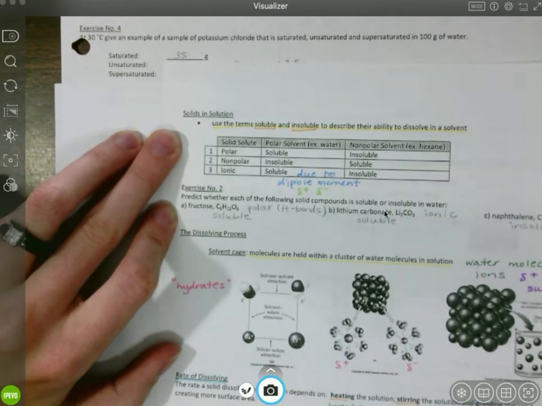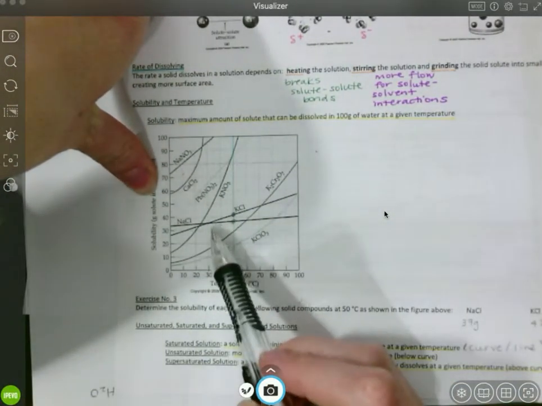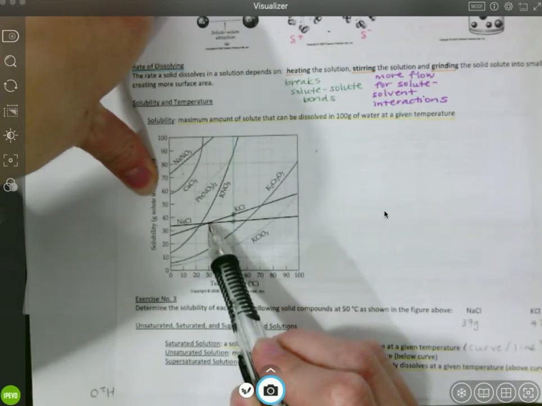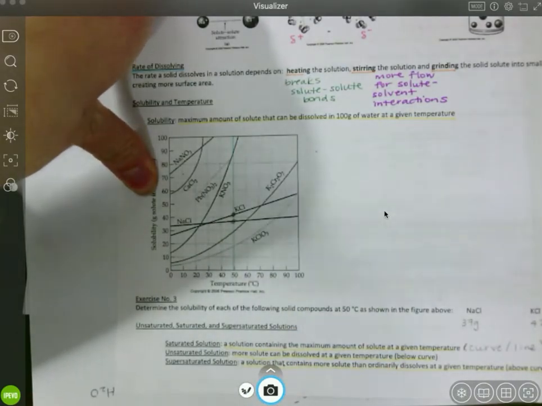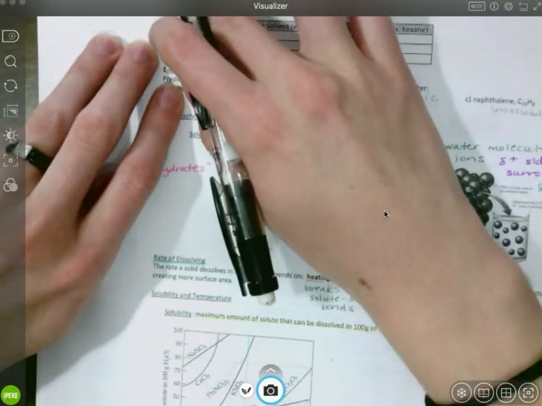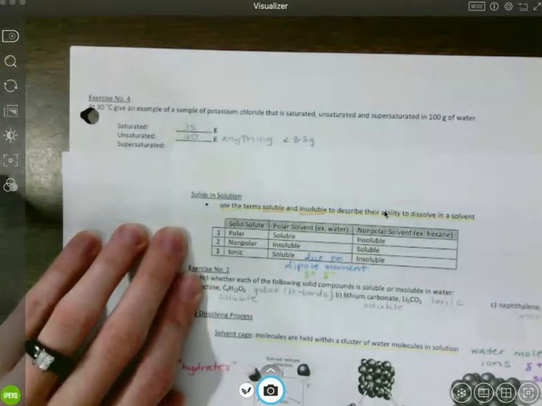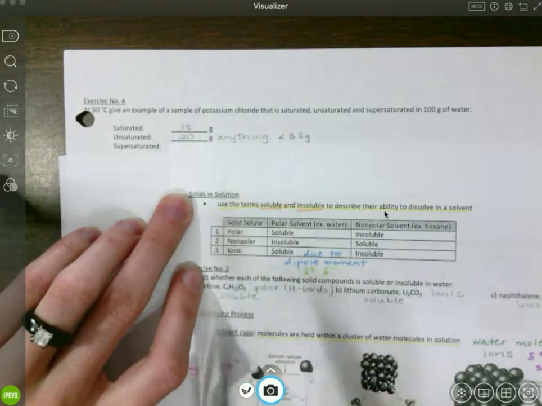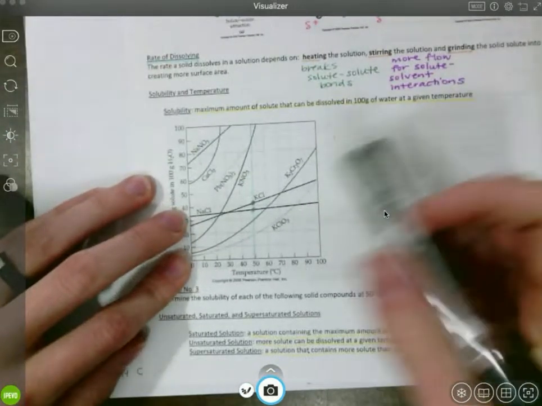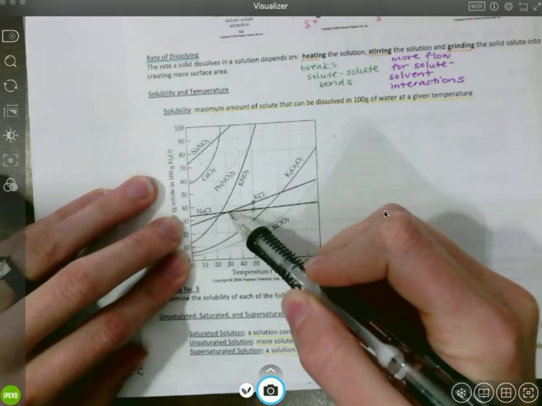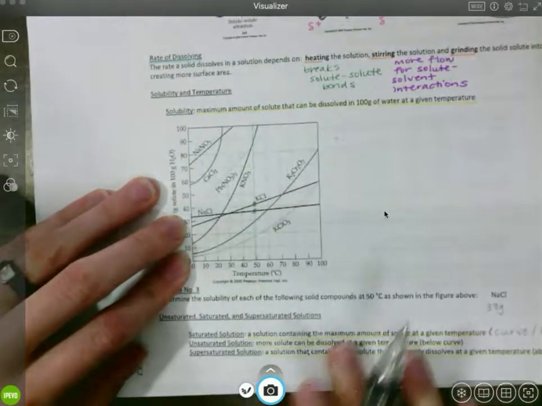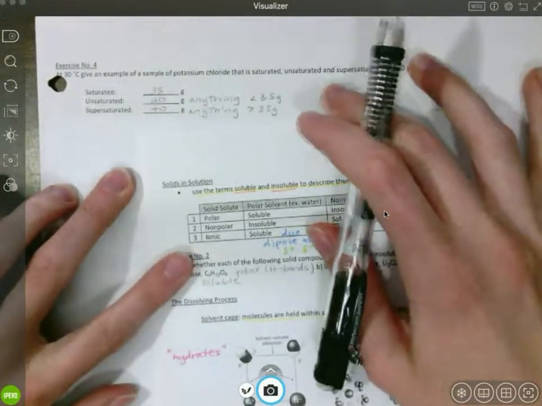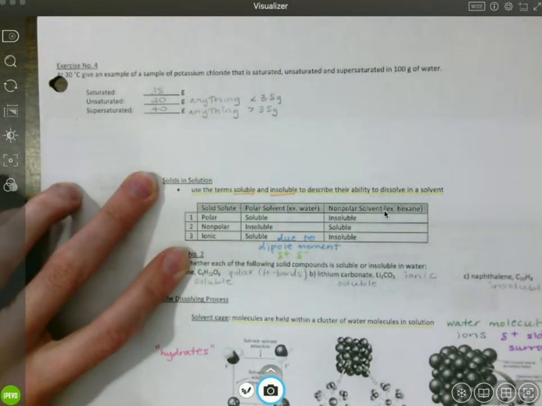All right, so our unsaturated now. Unsaturated is literally anything below our line. So our line is here for 30 degrees Celsius, so anything less than 35 grams works. I randomly chose like 20 grams, but anything less than 35 grams works. Supersaturated is anything above our line, anything above 35 grams here. So any amount up there works.